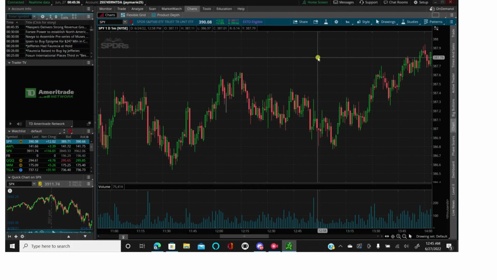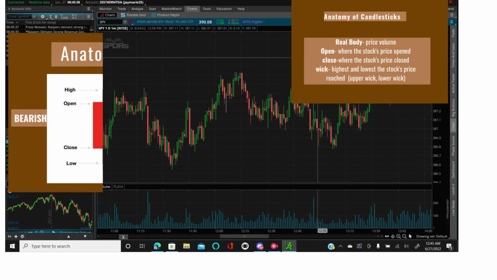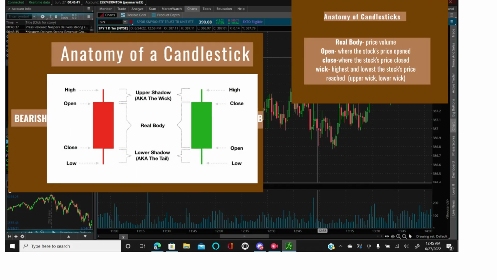So okay, here if you look at this picture, this is the anatomy of a candle. Every candle is going to have the open price, the closing price, the high that it's reached, and the low, and it's going to have the body. The body is going to represent how strong the buying pressure or the selling pressure is.